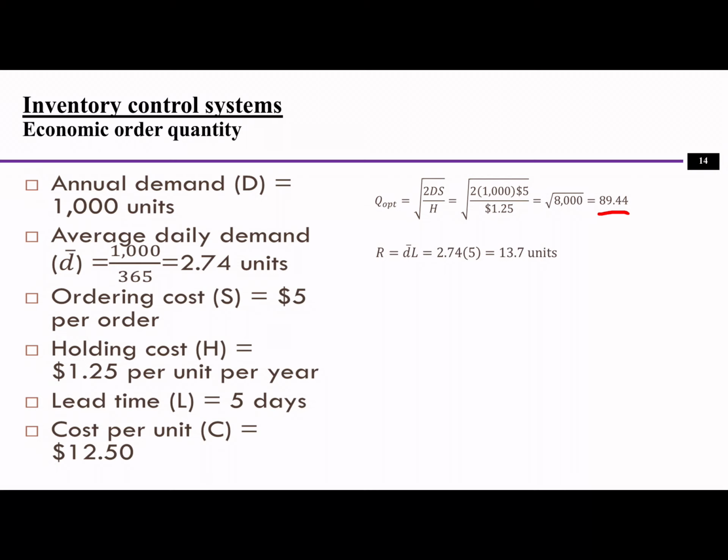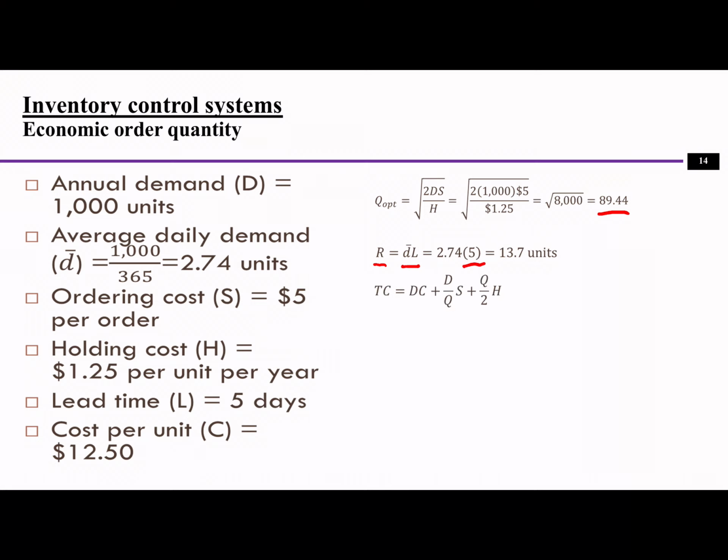Now let's look at the reorder point. The reorder point means that when inventory reaches a certain point, we start to order and then wait for the lead time until it arrives. So this is how much material is needed during the lead time. R equals the average daily demand, 2.74 units, times 5 days, which gives 13.7 units.